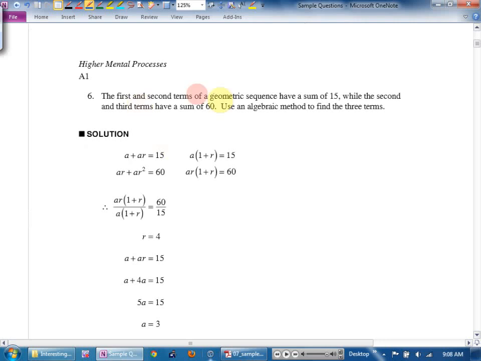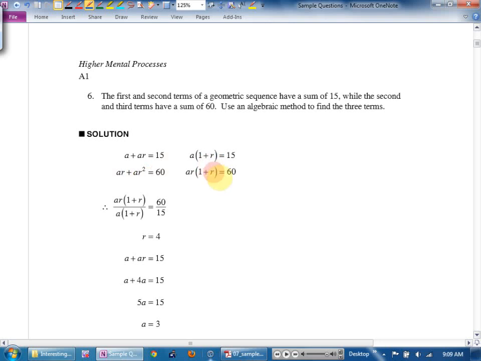It says the first and second terms have a sum of 15, while the second and third terms of a geometric sequence have a sum of 60. Find the three terms. And here's what they've said. The first term is a. The second term is a times r, because you multiply by r each time. That adds to 15. The second term is ar. The third term would be this times r, which would be ar squared. That adds to 60. Then they've gotten very clever and they've factored out a GCF.